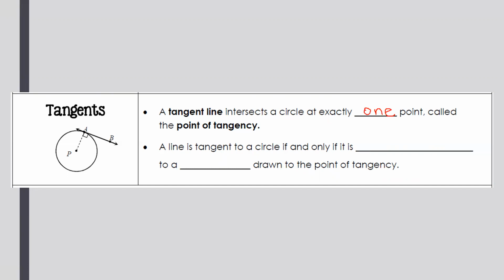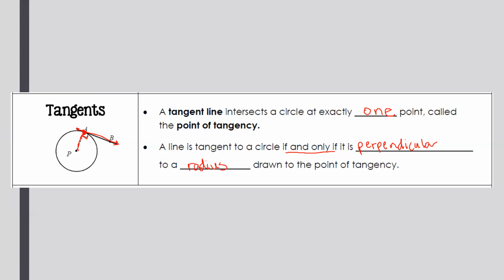So here in my circle, I have circle P, and it's being intercepted by line AB, and line AB touches the circle one time right there at A. A is the point of tangency, the one place where it touches the circle. A line is tangent to a circle if and only if, there's our biconditional statement, it is perpendicular to a radius. So here's the radius PA. If it makes a right angle with that segment and that segment intersects the circle one time, then it's perpendicular.